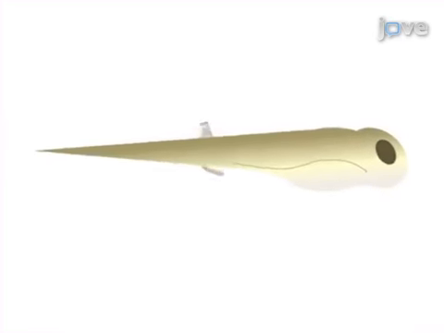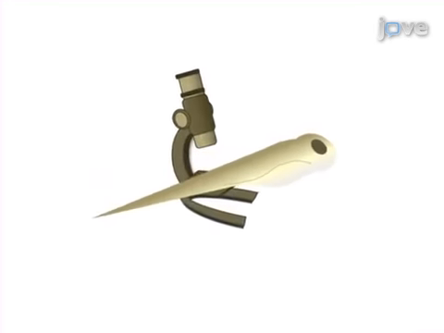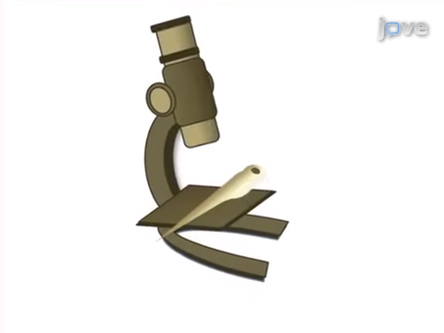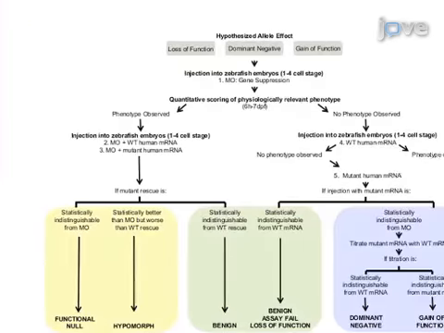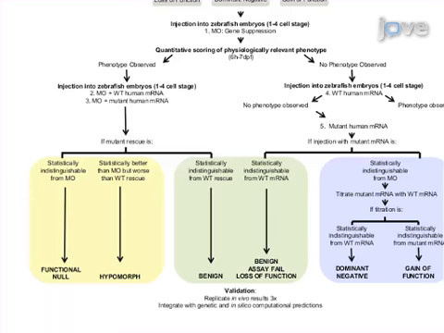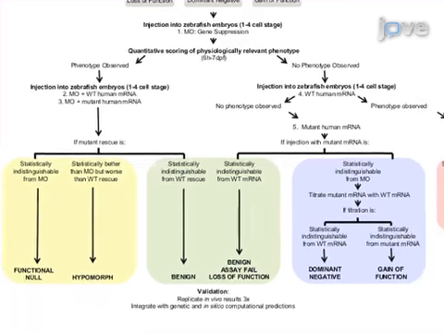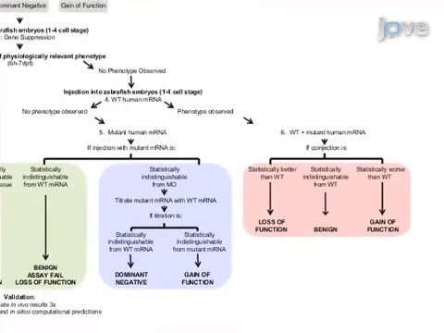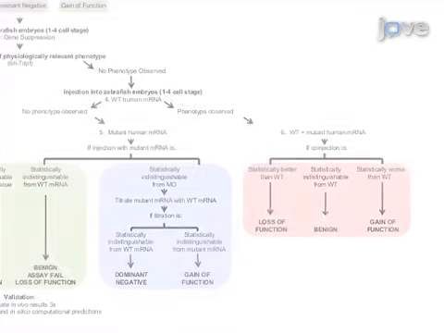Then, the embryos are phenotyped in order to evaluate the effects of the mutant protein on development. Results are obtained that show the deleterious effects of mutations on human protein sequences that can be confirmed based on the rescue capability of mutant human mRNA.